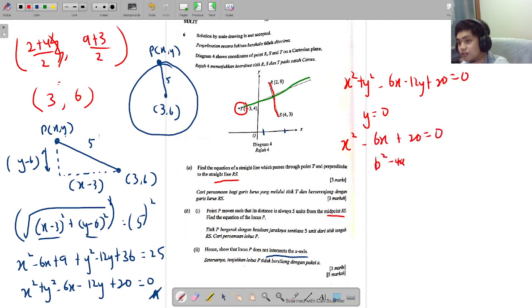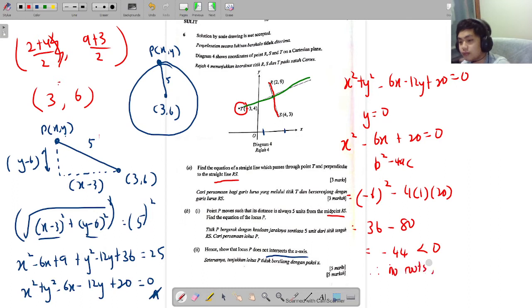And we're going to apply the discriminant, b squared minus 4ac. So it's negative 6 squared minus 4 times 1 times 20, which equals 36 minus 80, and that's negative 44, which is less than 0. Therefore, no roots. The locus P does not intersect the x-axis.